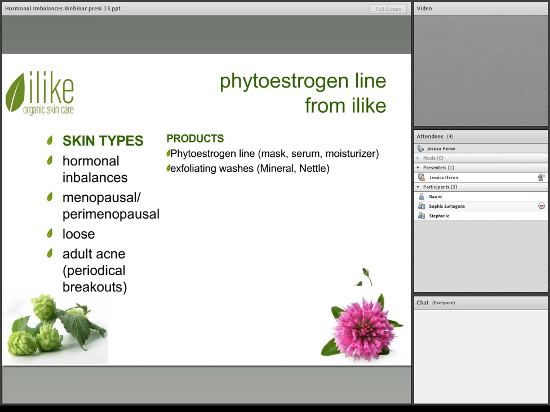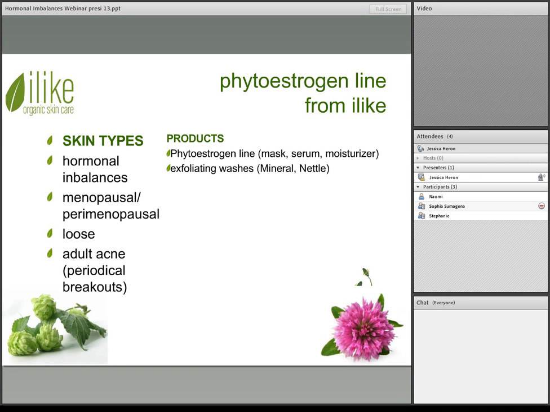So the exfoliating washes. Our exfoliating washes, both the mineral and the nettle exfoliating wash, contain flaxseed. And as we learned, nettle is a part of that phytoestrogen family as well. Our mineral exfoliating wash contains oil-absorbing properties like ichthymol. Ichthymol is a key ingredient that is a drying salve to help purge oil and bacteria from the skin. And it will also have soothing and calming benefits with the lavender ingredient that is in the exfoliating wash.